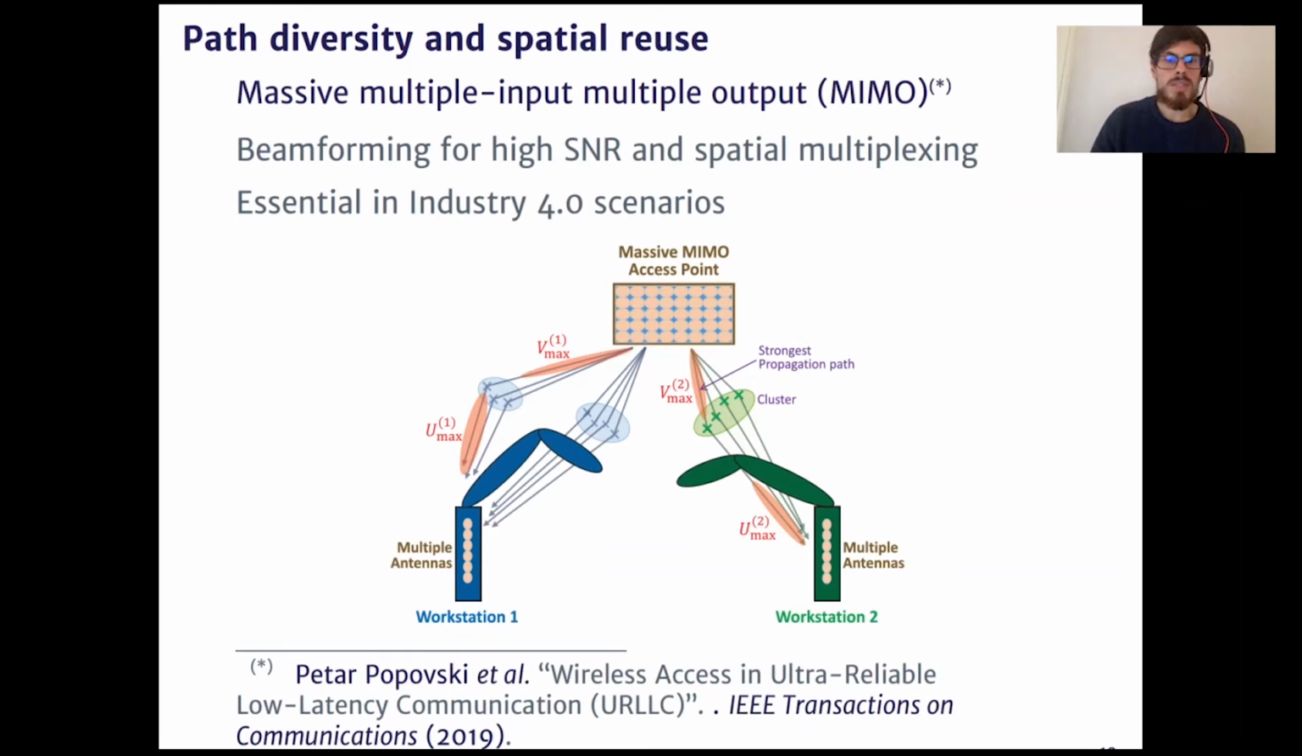And finally, for path diversity, Peter also has a paper on wireless ultra-reliable low latency communications, and they emphasize the importance of massive multiple-input multiple-output, massive MIMO, and the use of beamforming. This will allow you to have high SNR and spatial multiplexing. So basically, instead of broadcasting the information, you're giving targeted separate channels just due to spatial multiplexing. And this is essential, again, for Industry 4.0 scenarios where you have a high density of deployment, high density of actuators and sensors. And yeah, this paper explains some techniques to achieve some gains with path diversity.